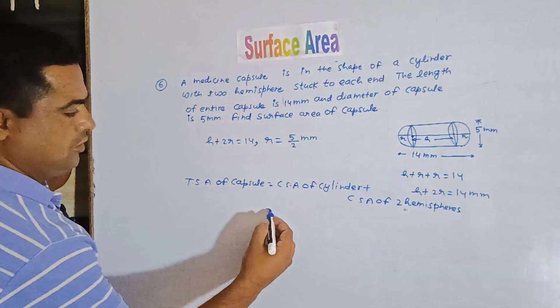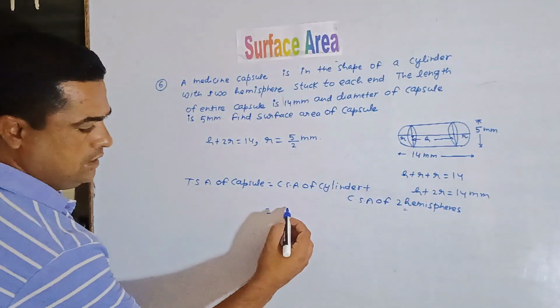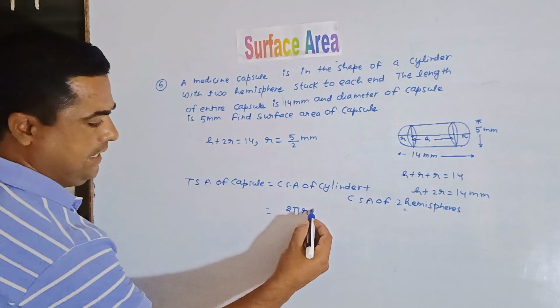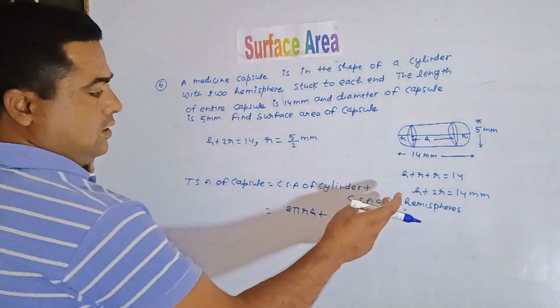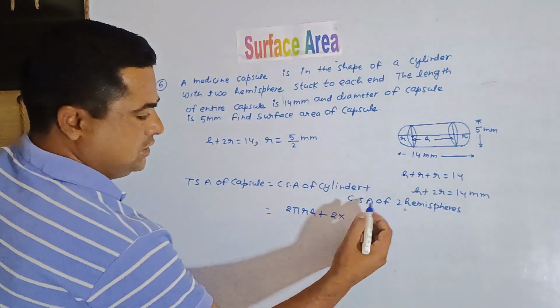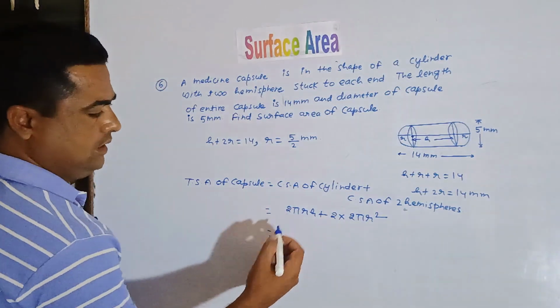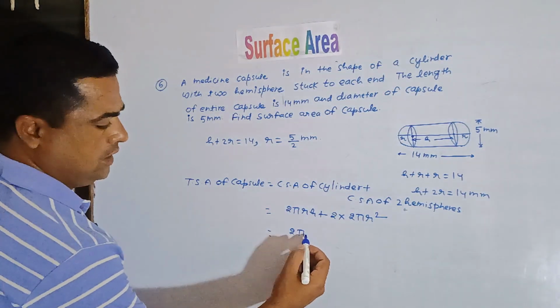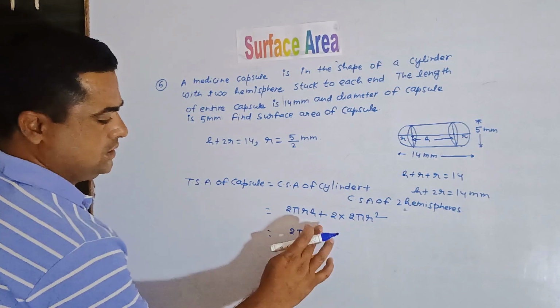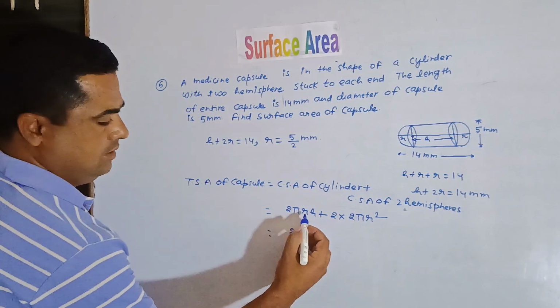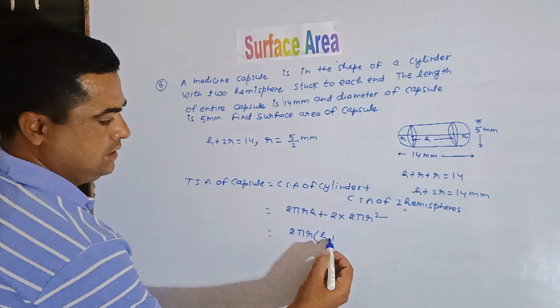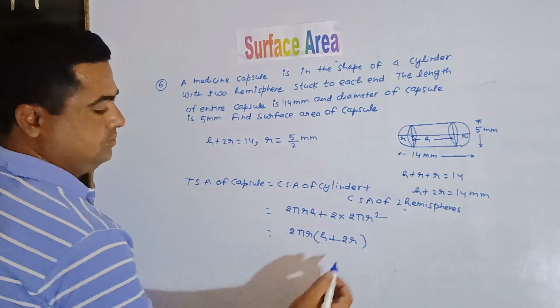So we are putting the value. What is the curved surface area of a cylinder? 2 pi r h plus 2 into the curved surface area of a hemisphere. This is 2 pi r square. 2 pi r is common, so we are taking 2 pi r common. Inside the bracket, we will write 2 pi r common, h plus 2r.